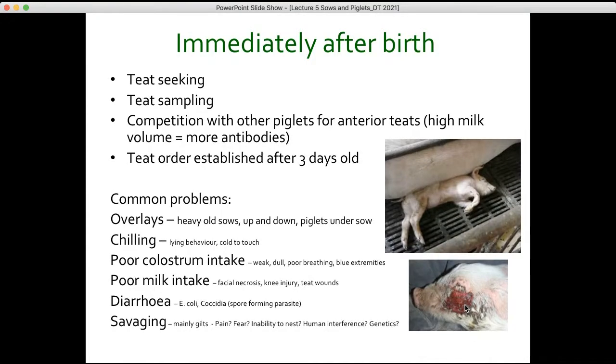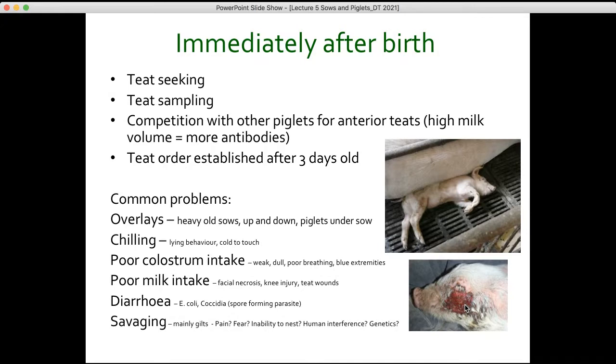Another clue is that you'll see a lot of injuries on the wrists or the knees of piglets, because they're spending a lot of time kneeling down under the udder trying to get as much milk as possible, and they're damaging themselves on the flooring. Or teat wounds. So if the sow's really scratched up, then that may suggest things aren't quite right.